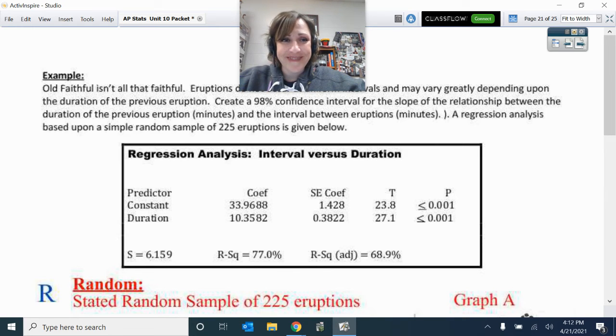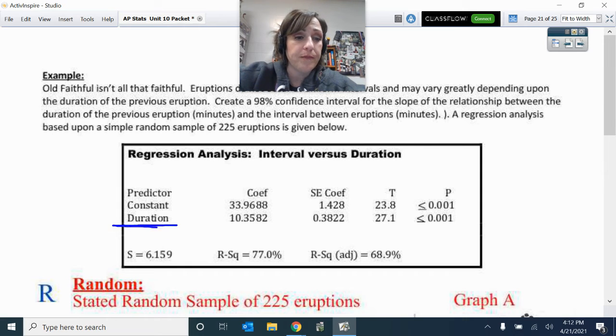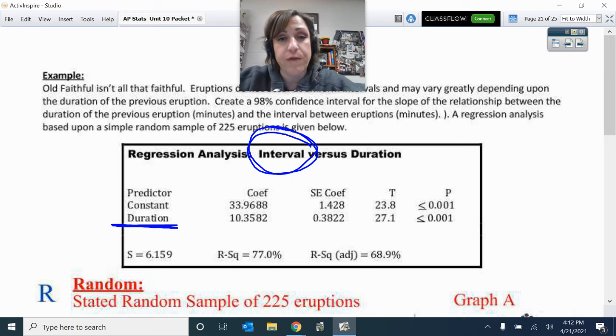So Old Faithful isn't all that faithful. The length of the eruptions varies greatly depending on how long it has been since its previous eruption. Create a 98% confidence interval for the slope of the relationship between the duration, how long the eruption lasts, and the interval, how long it takes for another eruption to occur.